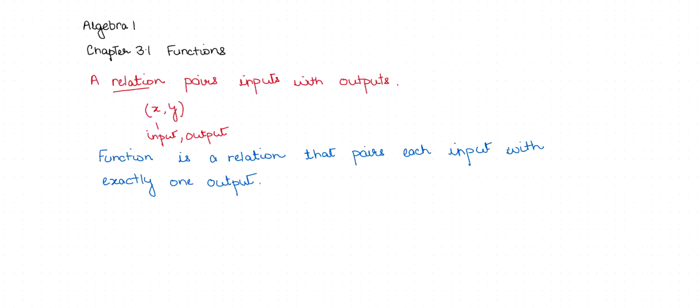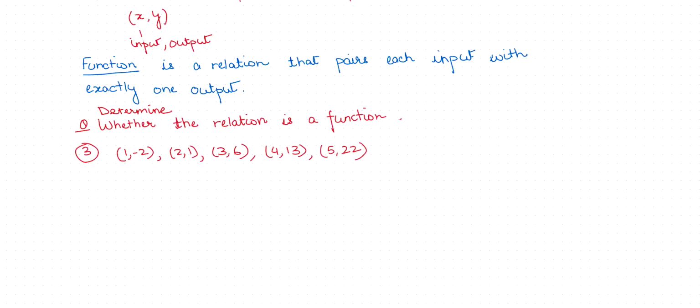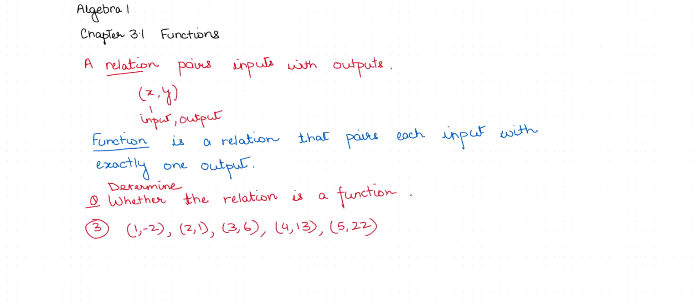A function is a relation that pairs each input with exactly one output. It has only one output. That relation is known as a function. So this is a relation given to us and we have to find if it is a function. We know that the first is the input, x, and the output is y. And a function is a relation that pairs each input with exactly and only one output.